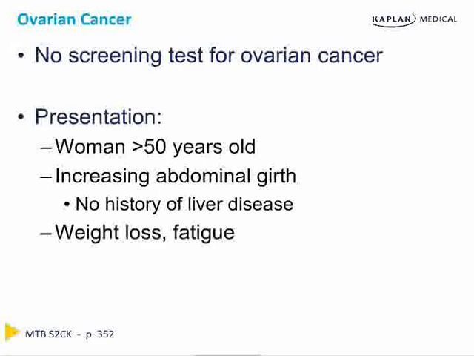There are several established risk factors for ovarian cancer that you should know for your test. These include the BRCA1 and 2 mutations that we talked about in reference to breast cancer, as well as using estrogen replacement therapy. Some protective factors include having a greater number of children or using hormonal contraception. Both of these things actually reduce the risk of ovarian cancer.